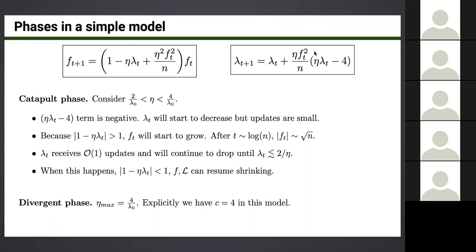And so that's why you need the curvature to drop enough so that it satisfies this lambda is less than 2 over eta bound, which comes from needing f to converge because of this original multiplicative factor.